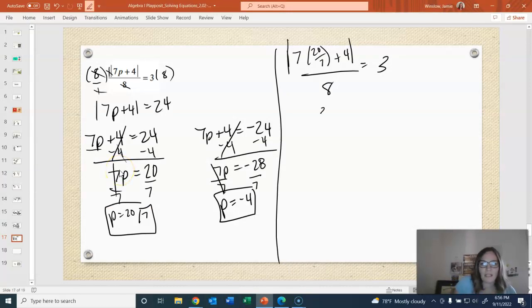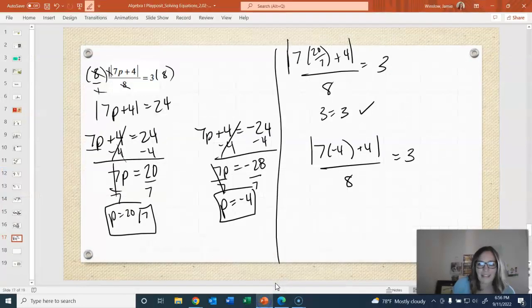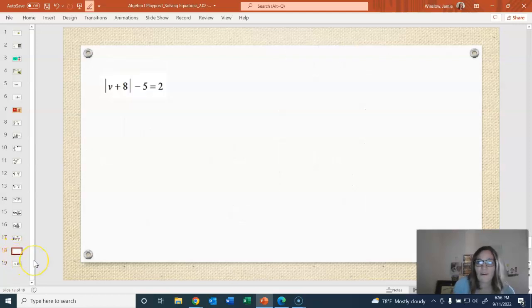So we're going to plug in negative 4 this time. 7 times negative 4 plus 4 over 8. Does that equal 3? Let's go see. Put it here. Negative 4. Woo! It equals 3. We get the same thing. 3 equals 3. Checks out. All right, one more.